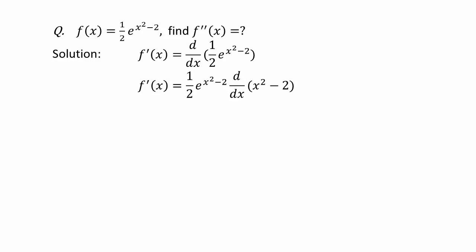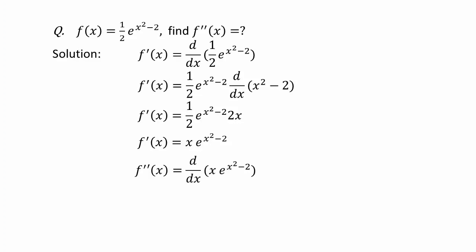So f prime of x is equal to 1 by 2, constant number, as it is, the derivative of exponential function e power x, which is e power x. Here the function is x square minus 2, so we can write 1 by 2 e power x square minus 2, and then take again the derivative of the given function x square minus 2. So f prime of x is equal to 1 by 2 e power x square minus 2 as it is, and the derivative of x square, which is 2x, and the derivative of constant number 2, which is equal to 0. So f prime of x is equal to, 2 to cancel, x e power x square minus 2.